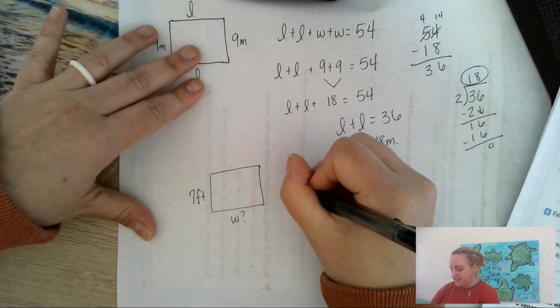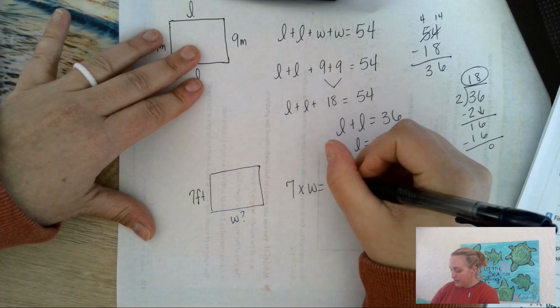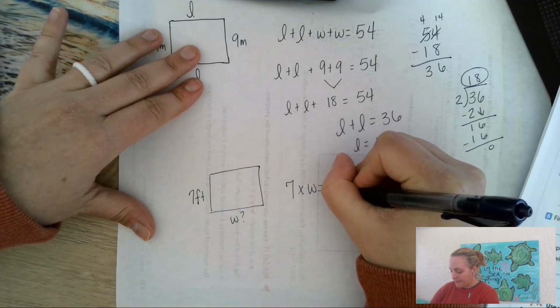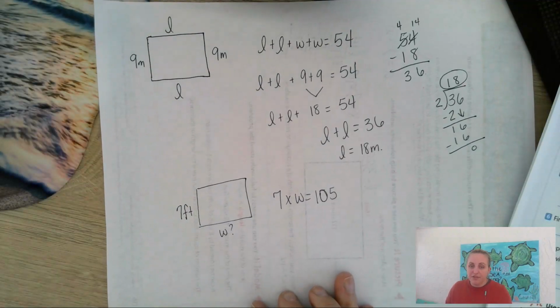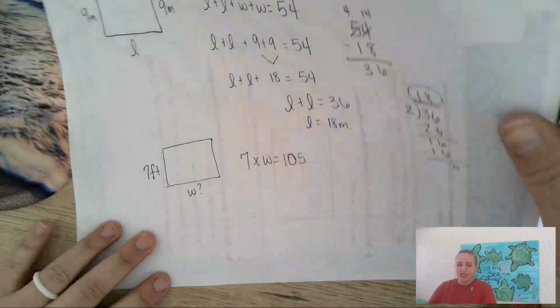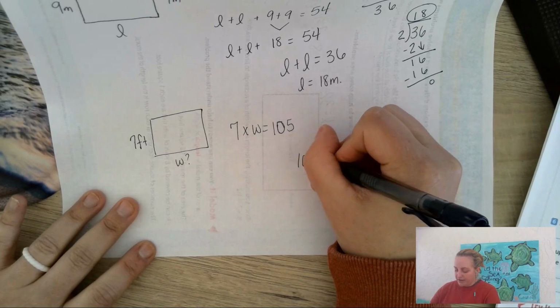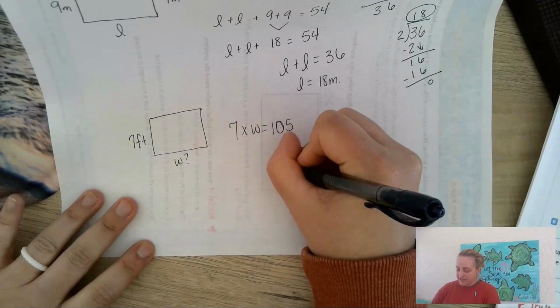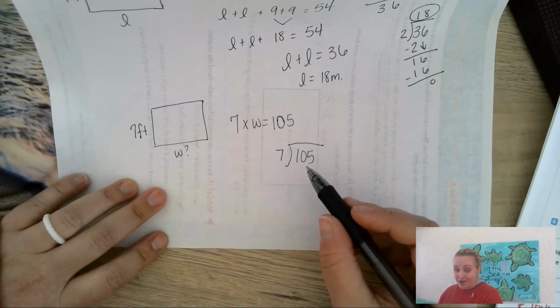We don't know. But we know, sorry, move this paper to the side. 7 times the width is going to equal 105 feet. I don't know 7 times what equals 105. How do I figure it out? The opposite of multiplication is division. So I'm going to have to use division. 105 divided by 7. This is a great way for you to re-practice those division skills. We're doing a lot of it, aren't we?